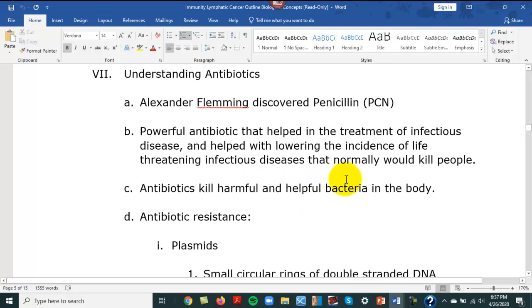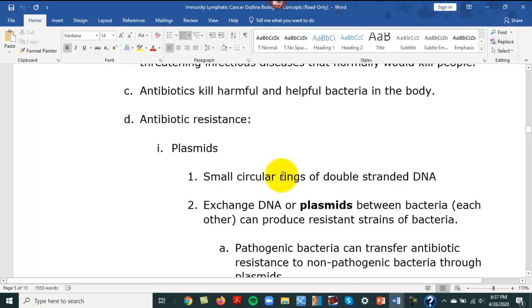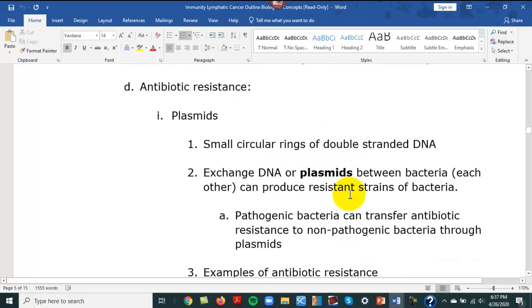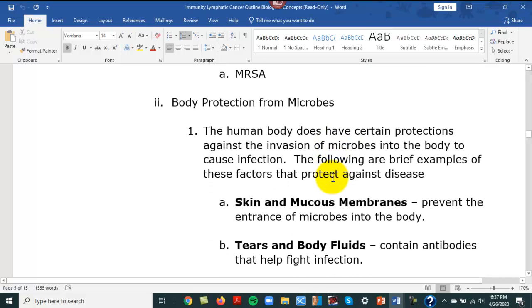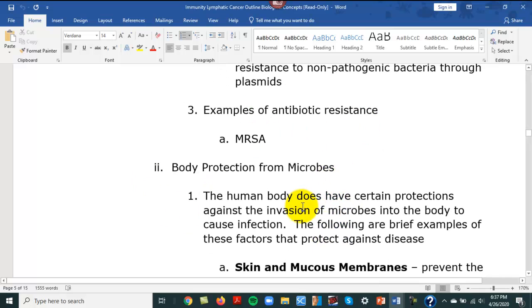So, antibiotics are produced by microbes that kill other microbes. Okay, and we've already talked about these a little bit, but there are these little rings of DNA that exist in the microbial world that carry antibiotic resistance genes, and those are called plasmids. Okay, I'm going to start there with the next video.